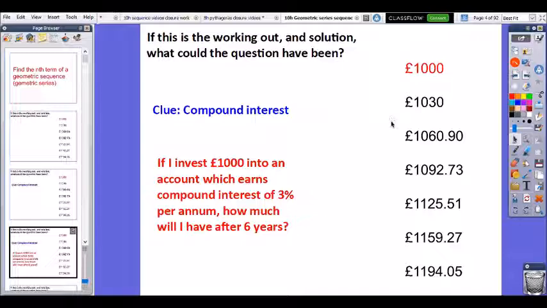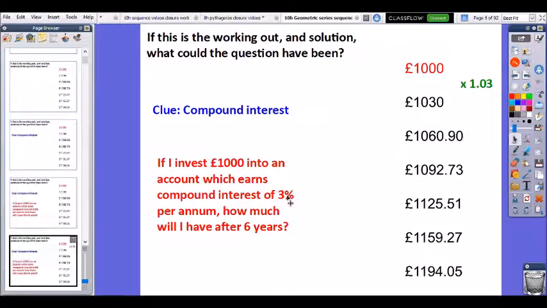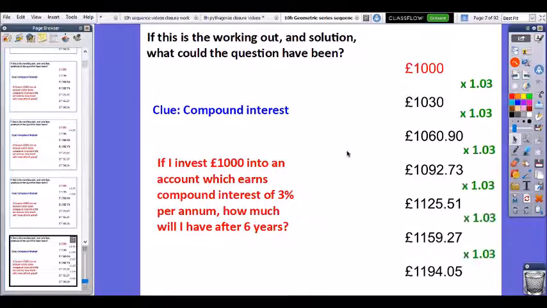Okay, but let's think, how would we have worked that out? What is happening at each step? Okay, so it's a 3% increase, so that's a 1.03 multiplier, isn't it? So every step I'm just timesing by 1.03 and so on. Okay, we're not going to be looking at compound interest today, so let's get rid of that stuff.